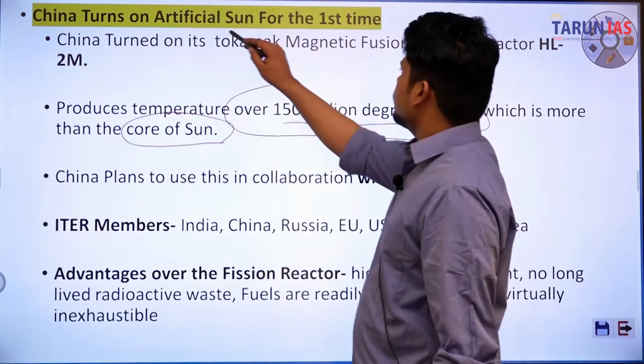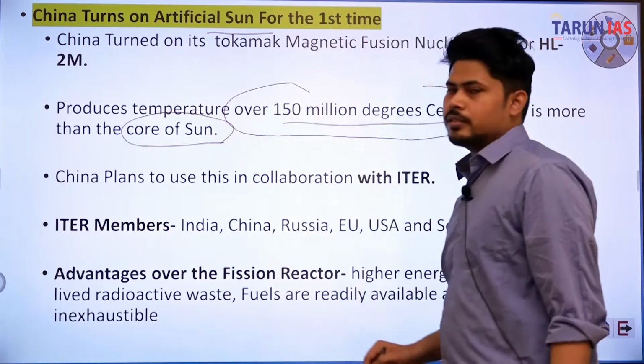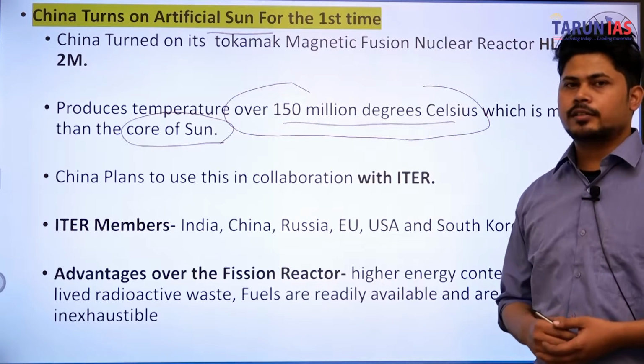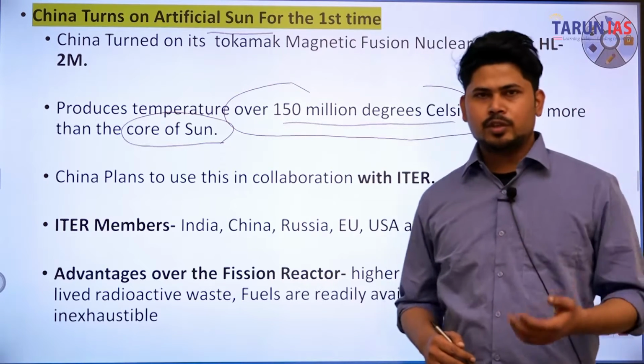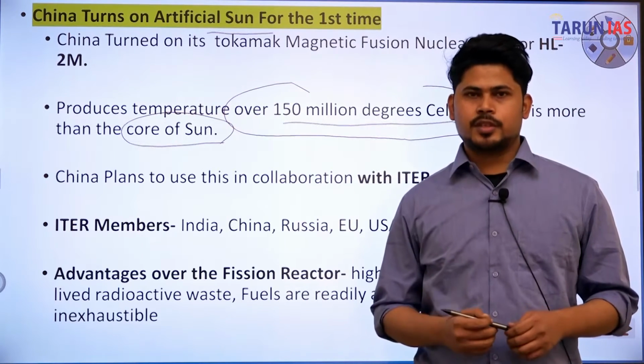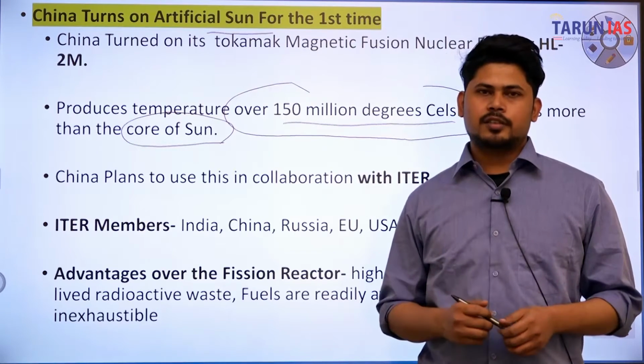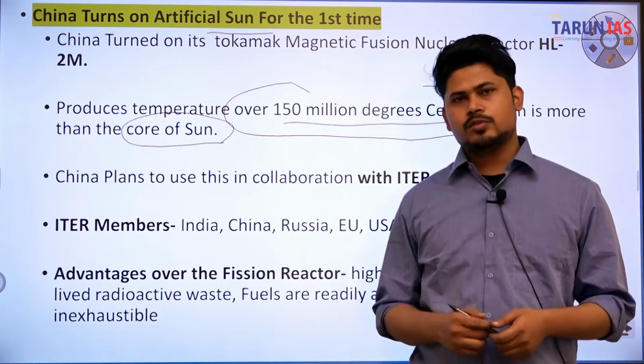What is this actually? Artificial sun. It is a nuclear reactor basically. It is a fusion-based nuclear reactor. All the nuclear reactors we know or we deal with are fission-based. Fission means a heavier substance splits into lighter substances, and that splitting produces energy.